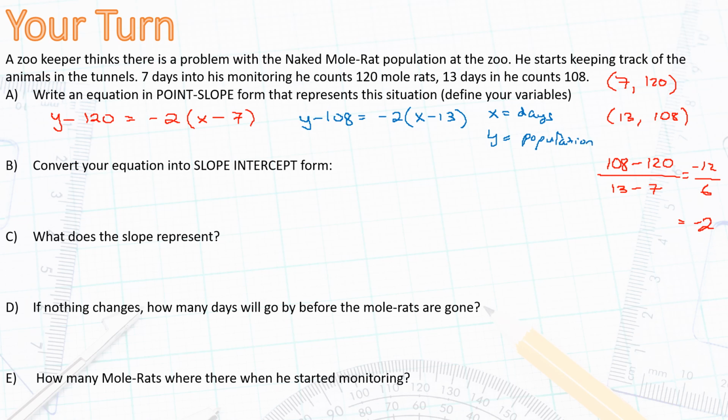All right, second part, convert into slope-intercept form. So we are going to distribute. So minus 2 times x minus 2 times 13. So y minus 108 equals minus 2x. Minus 2 times minus 13 is plus 26. And then we're going to get y in its own, so we're going to add 108 to both sides. We're going to get y equals minus 2x. 26 plus 108 is 134.